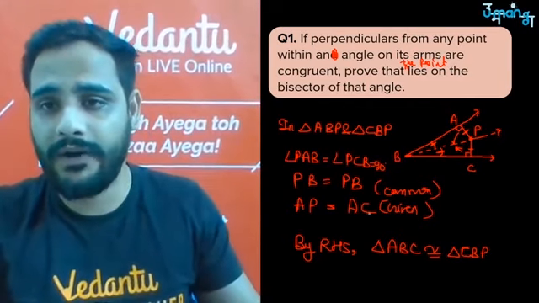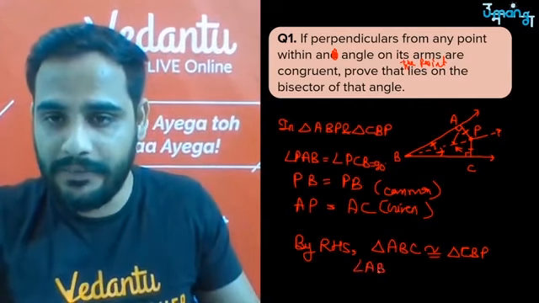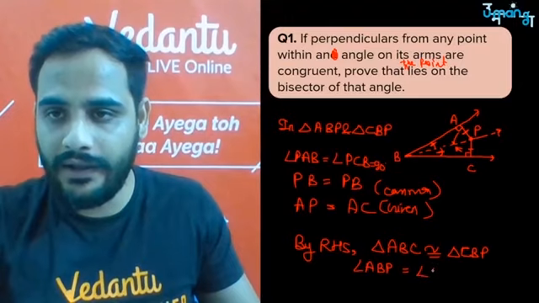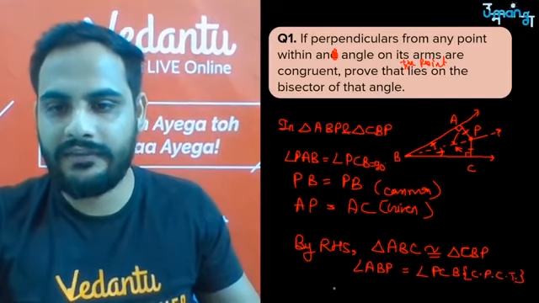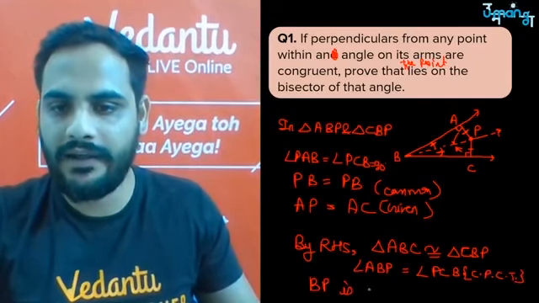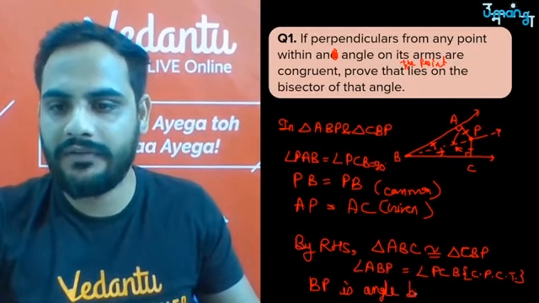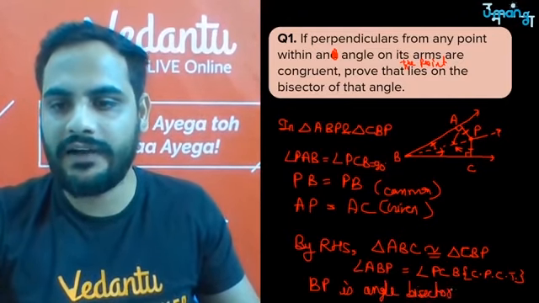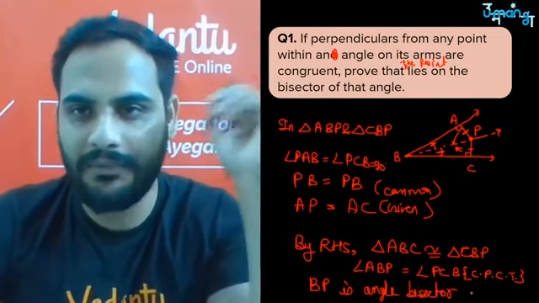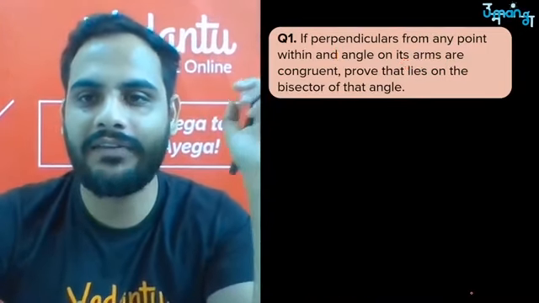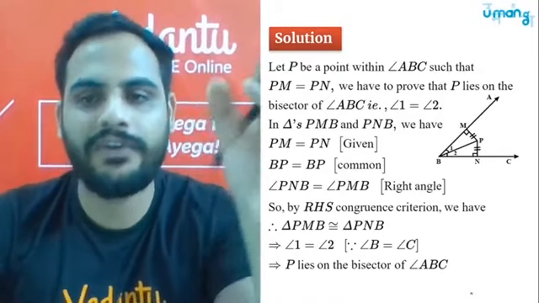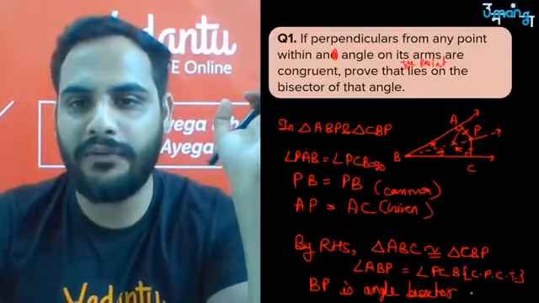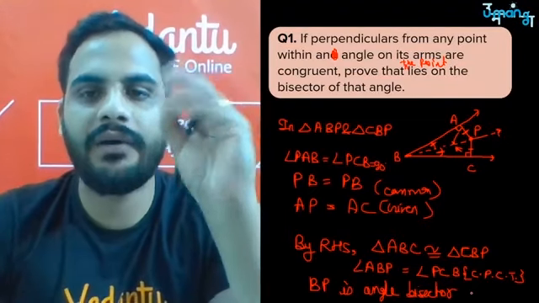If they are congruent, I can say angle ABP is equal to angle PCB by CPCT, and if it is true, I can say BP is the angle bisector, or we can say it lies on the angle bisector of the given angle. So the answer is this easy. Read the diagram, read the question carefully, you will get your answer. This is how easy it is.